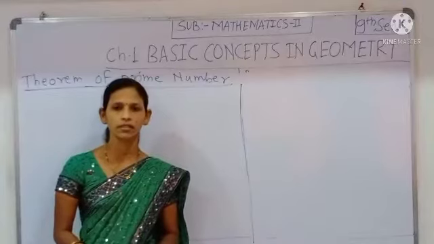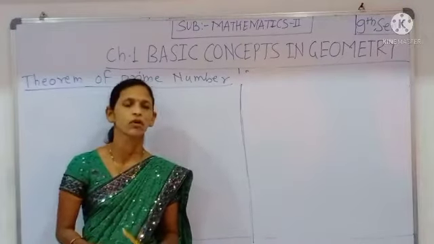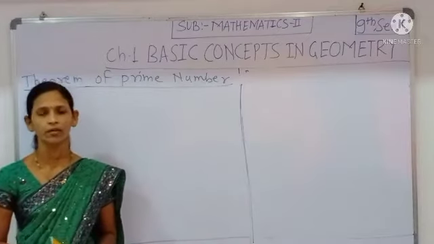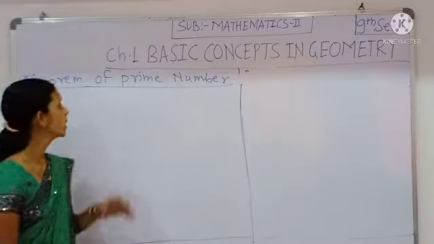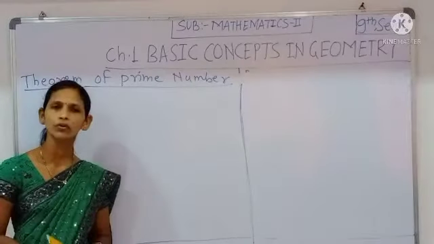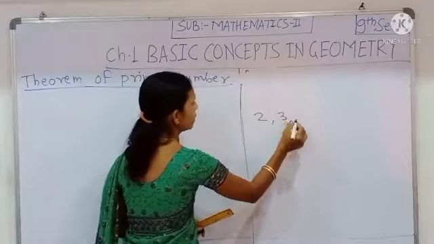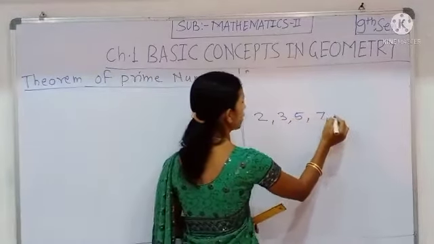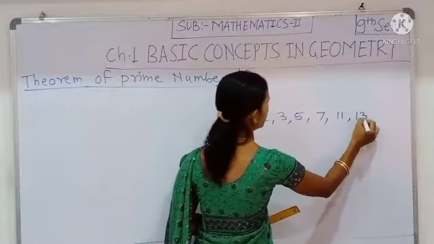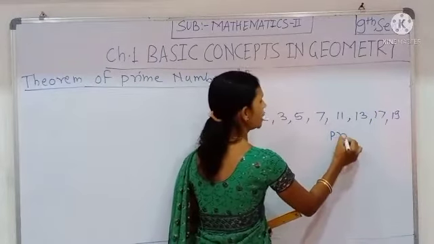Let us discuss one more theorem which is proved by the indirect method. That is the theorem of prime numbers. All of you have studied that. 2, 3, 5, 7, 11, 13, 17, 19 are prime numbers.